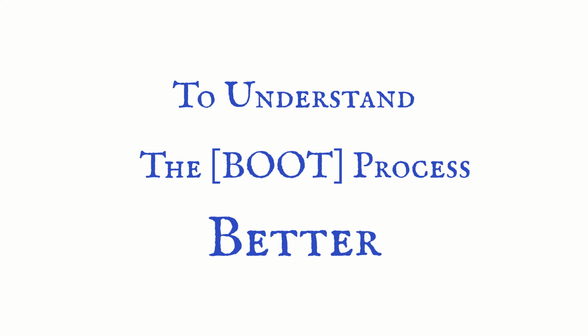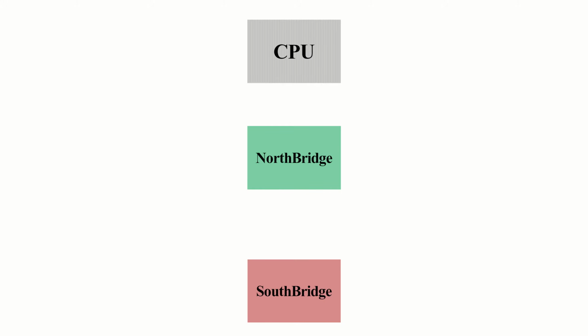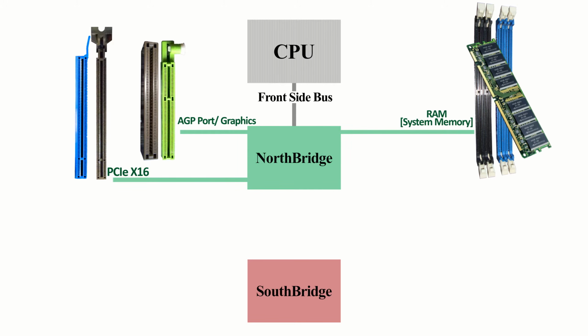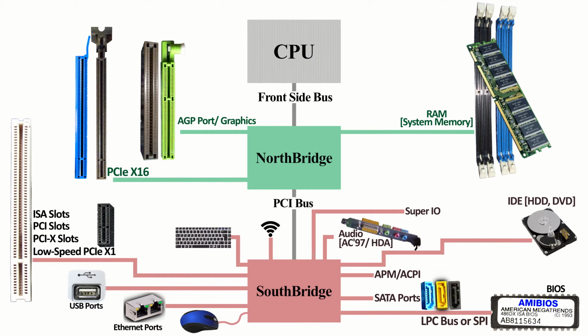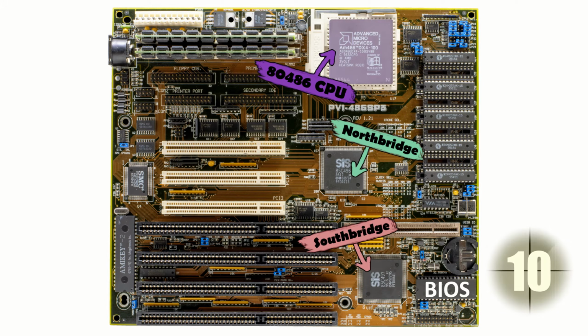To understand the process better, we'll take a quick look at the main components inside a PC. The most important part is the processor, which executes programs. Then you have the chipset, which used to almost always come as a set of two chips called North Bridge and South Bridge. The North Bridge connects the CPU to the high-speed components like the system memory, AGP graphics slot and the high-speed PCIe slots. The South Bridge connects all the slower devices to the CPU through the North Bridge. Let's identify the North Bridge and South Bridge on some motherboards.